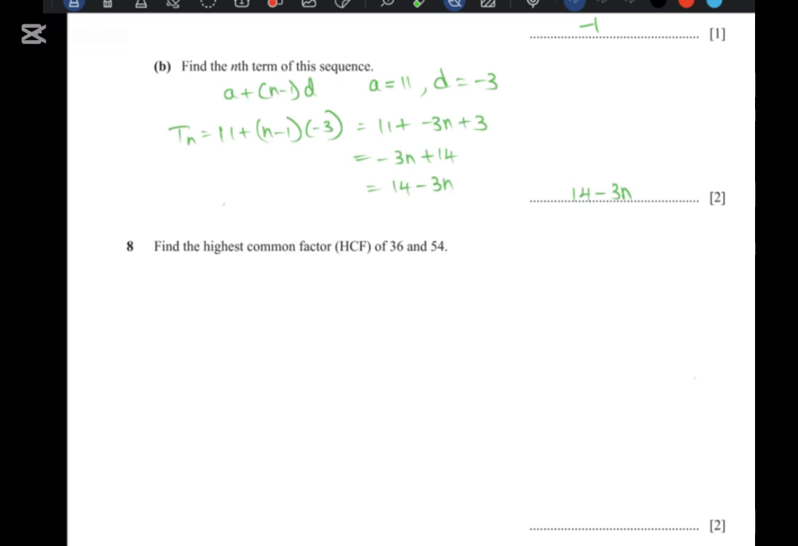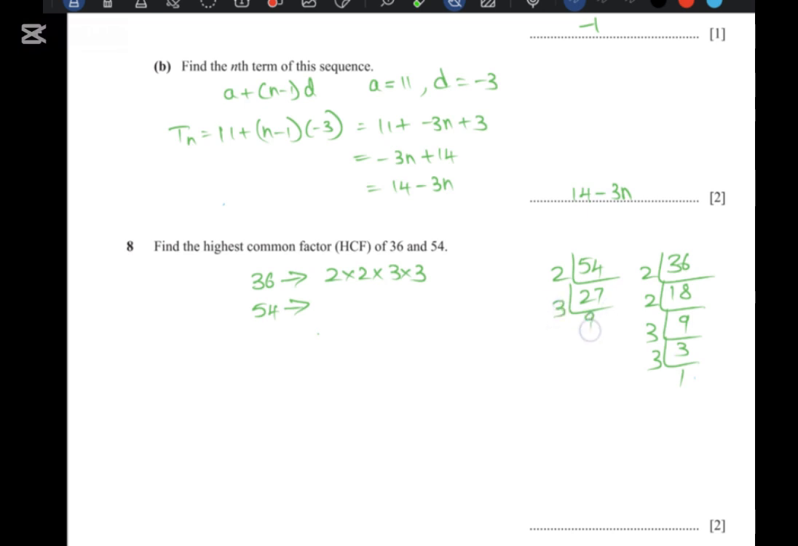Finding the highest common factor for two numbers, you find the prime factorization of the two numbers. 36 prime factorization, 54 prime factorization. So 36 is 2 into 18, 2 into 9, 3 into 3, 3 into 1. So this is 2 into 2 into 3 into 3, and 54 will be 2 times 27, 3 times 9, 3 times 3, 3 times 1. So here 2 into 3 into 3 into 3.